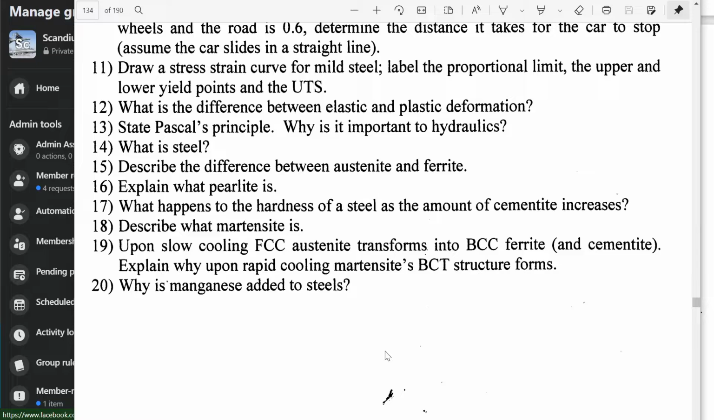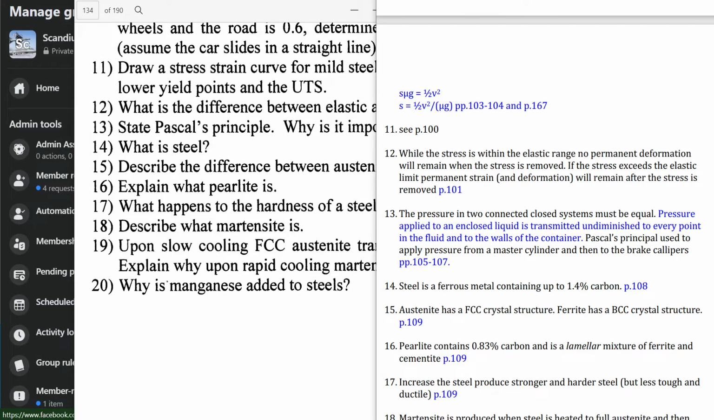What happens to the hardness of steel as the amount of cementite increases? It gets stronger only up to around the eutectoid point. After about 0.8, it doesn't keep increasing its strength, but it does keep on increasing its hardness all the way up to that 1.4% carbon. So that's the answer. The hardness increases as cementite increases.